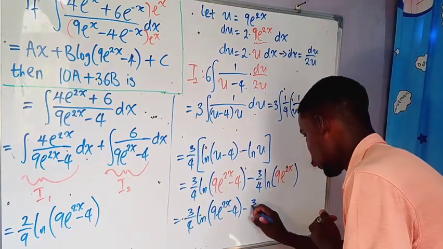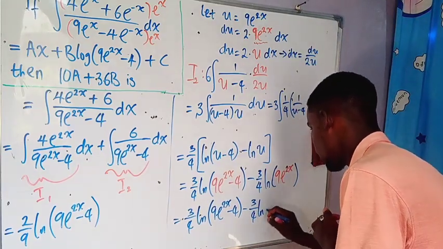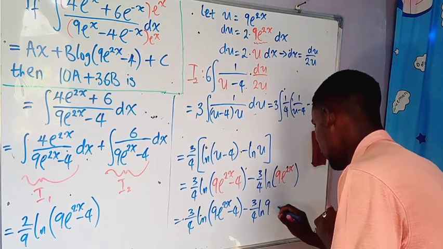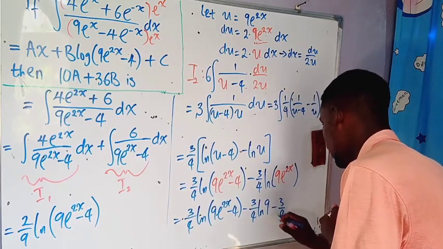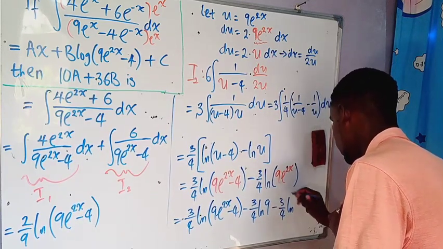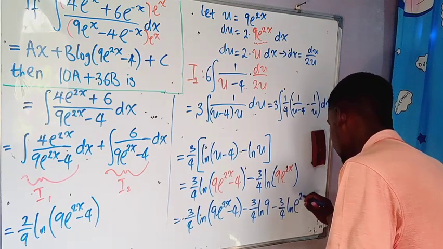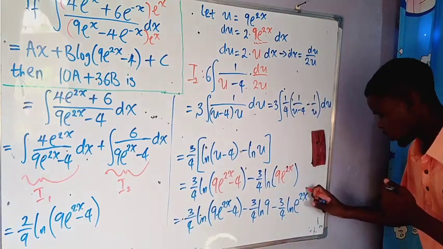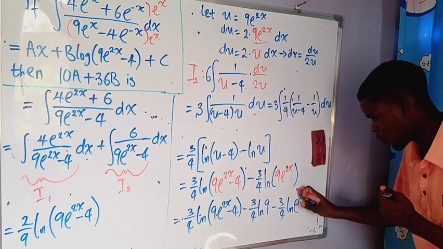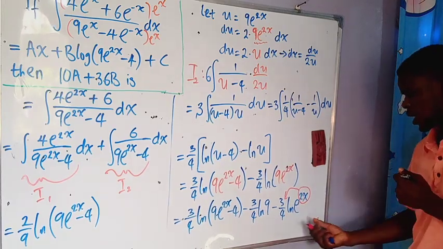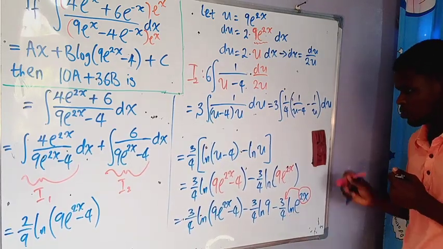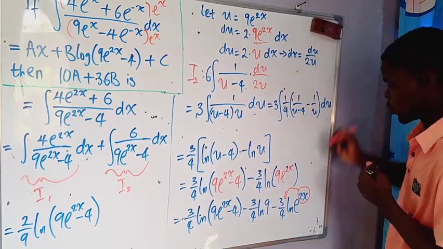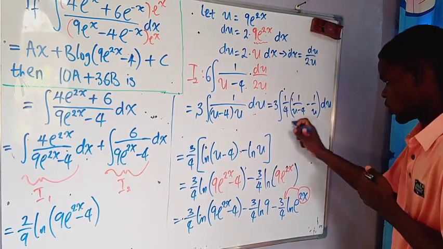That means we're going to have 3 over 4, then the logarithm of 9. Then minus 3 over 4, then the natural logarithm of e to the power 2x. Good. So you notice, since this is a power, we can put it out front and multiply with the logarithm. And you notice that the logarithm of something to base e is just going to be that. Let me show you what I mean here.